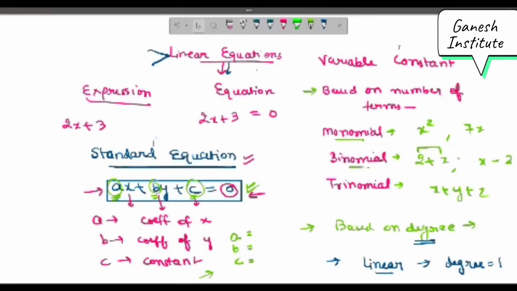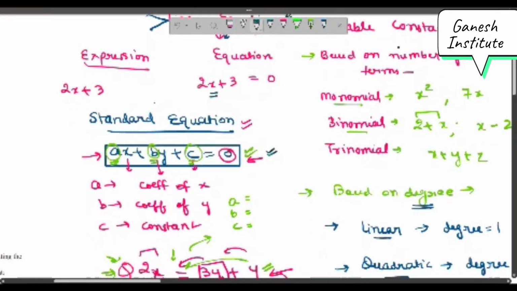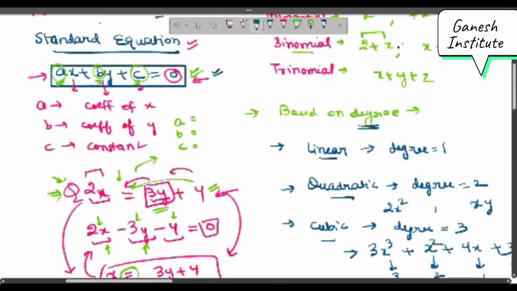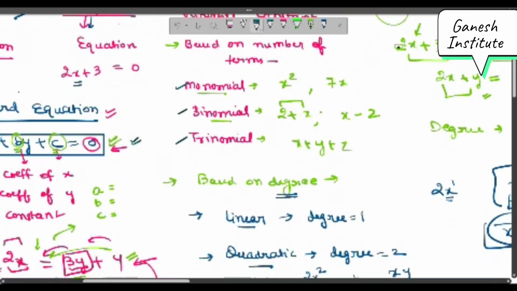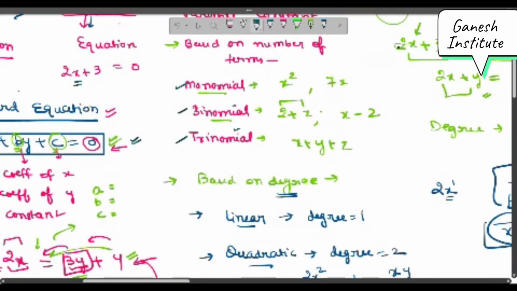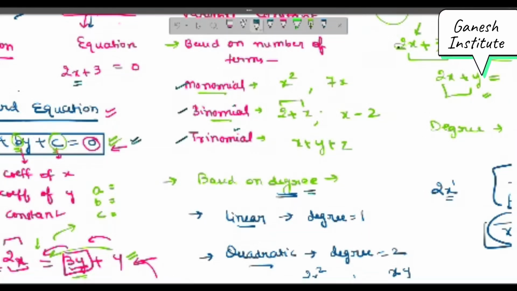Great. So just a recap. We talked about linear equations the other day. They have to have 1 as the highest power, that is, the degree has to be 1. The standard form of a linear equation in two variables is ax plus by plus c. Then we talked about various forms of expression: monomial, binomial, trinomial, having one term, two terms, three terms respectively, and the expression types when it is about degree.